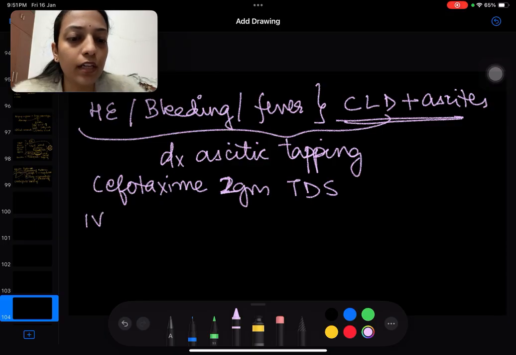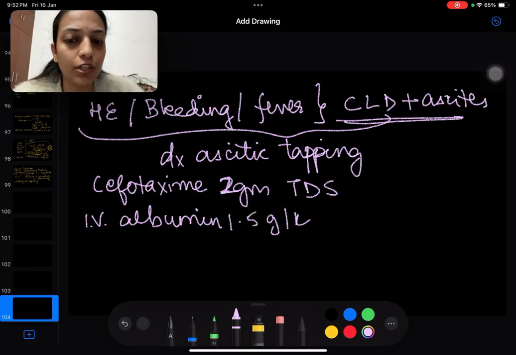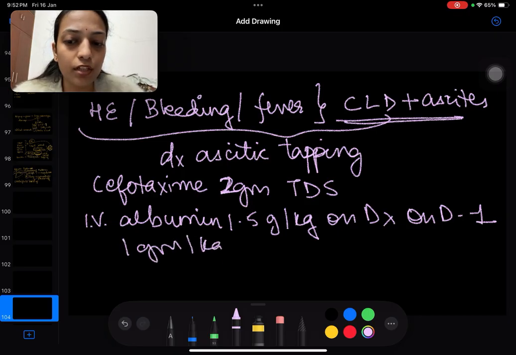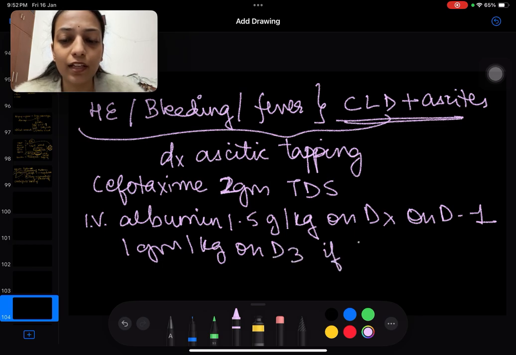In Tintinalli's it is mentioned that we have to give IV albumin. How much? We have to give 1.5 gram per kg on diagnosis, on day 1, and 1 gram per kg on day 3 if there is evidence of AKI, which means for our lab creatinine is more than 1.